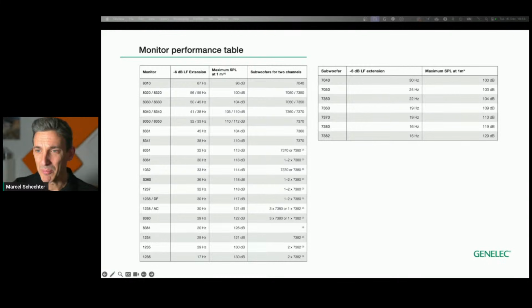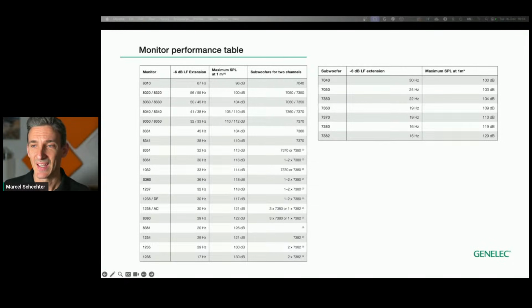And this is very important. Of course, we carefully thought about it, but still, sometimes it can make sense to have, for example, a sub that is a little bigger or a little smaller. It really depends on the application. So in these cases, always just reach out to us. For example, if usually you would see 8350, we list 7370. But if you listen to, I don't know, music at 70 or 80 dB, you don't need that sub. The 7360 will also do it.